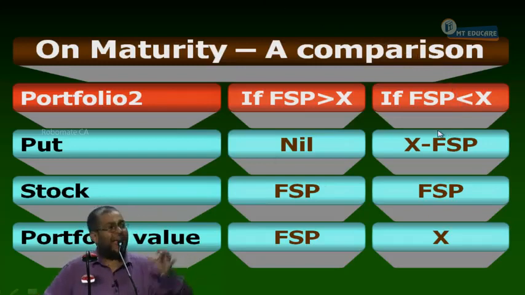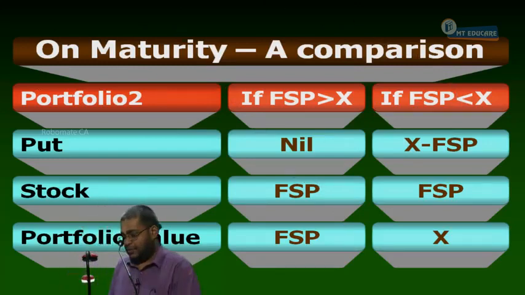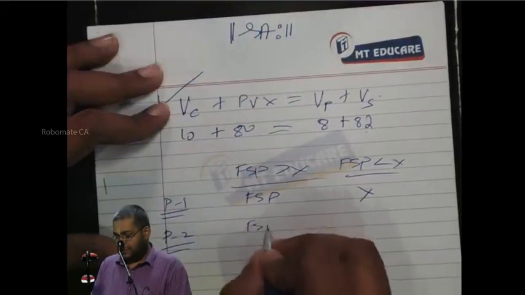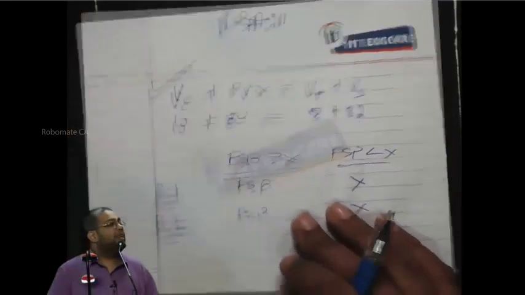If the put option is exercised, the share goes out. It becomes what? A cash equal to what? Strike price. So my value can be FSP or what? Strike price. Now, so can I proceed? Now this is portfolio 1 or portfolio 2. First case is what? FSP. Second is what? Strike price. So FSP and then what? Strike price. Everybody following or not?